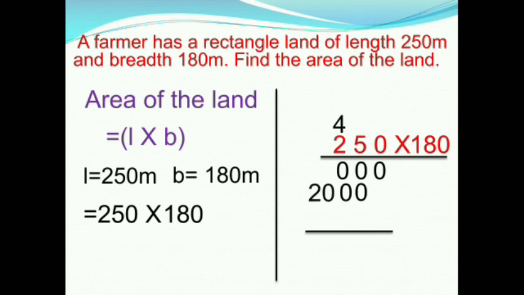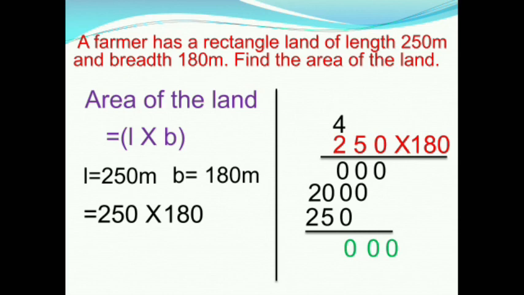Next we should multiply 1 and 0. 1 zeros are 0. Now we should multiply 1 and 5. 1 5s are 5. Now we should multiply 1 and 2. 1 2s are 2. Now we should add these. First we have only 0. So we should write 0. Next also we have 0. So we should write 0. Next also we have 0. So we should write 0. Next we have 0 and 5.